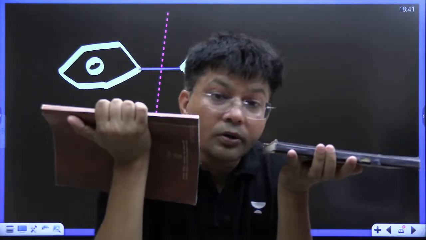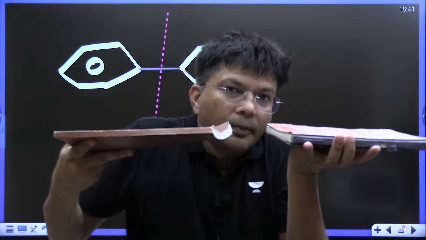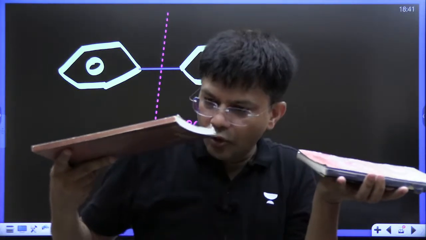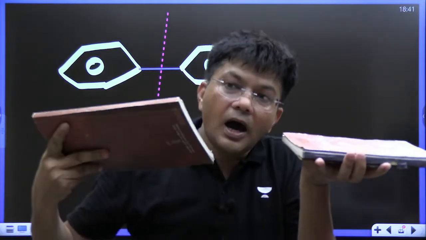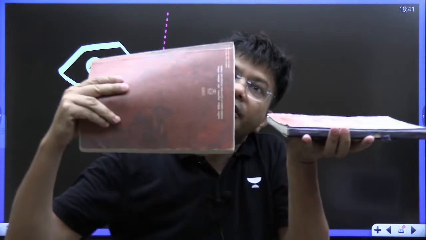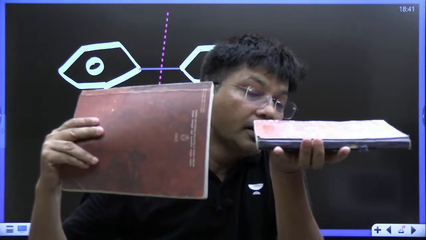When no bigger groups were present at this place, both the phenyl rings were in the same plane. But when the two ortho positions of this phenyl and the two ortho positions of this phenyl are attached with bigger groups, then one phenyl ring will change its plane. It will go vertical and remain like this.